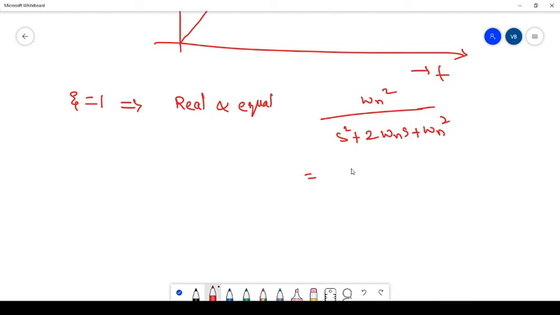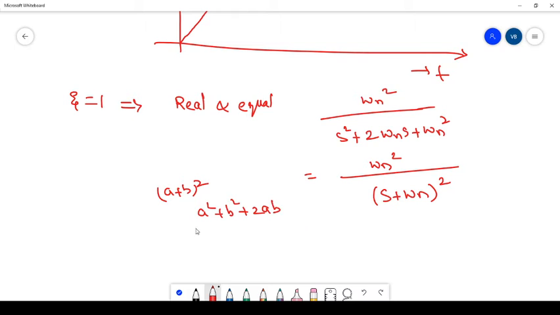So when we simplify this, omega n square over, using the a plus b whole square formula, that is s plus omega n whole square, right? A plus b whole square is a square plus b square plus 2ab. So here a is s, so s square; b is omega n, so omega n whole square; 2ab is 2 into s into omega n, 2 omega n s. So we can write s plus omega n whole square.